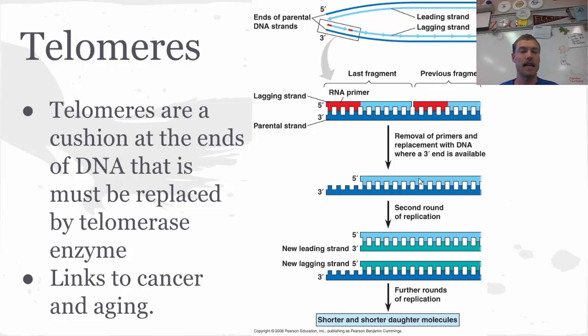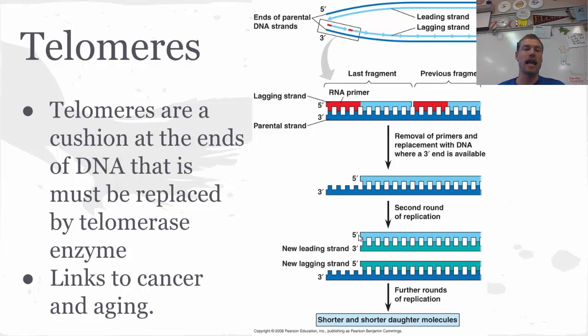Now, at the end of the DNA, we have these ends called telomeres, and the telomeres are kind of a cushion at the end of the DNA. The reason is that on the lagging strand, we've got a little piece of RNA primer at the end that cannot be replicated properly. And so we end up with strands that are a little shorter, and shorter and shorter DNA molecules, right? So we have an enzyme, telomerase, which helps to replace that at the end. And again, telomeres have some links to cancer and aging that we talked about in class.